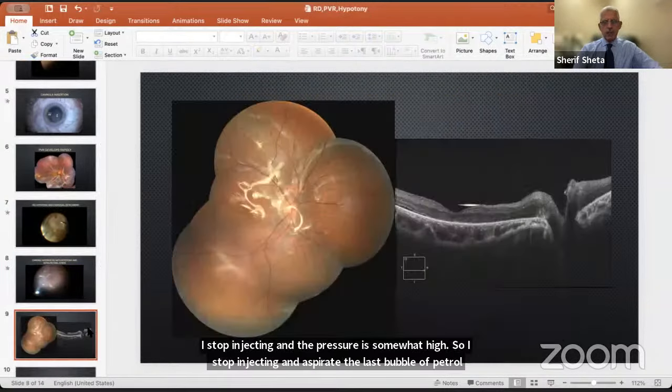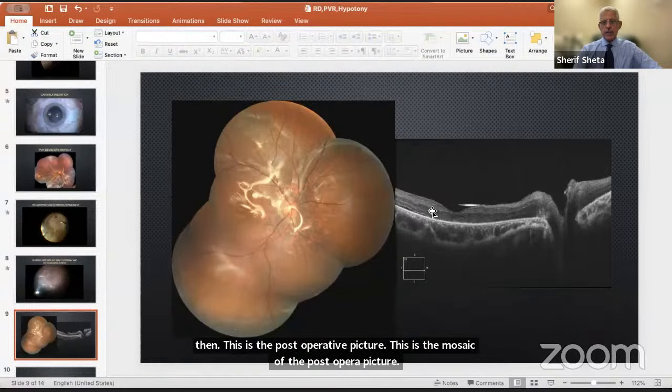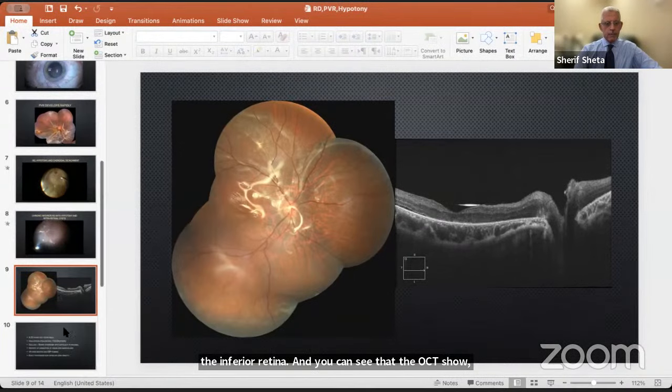This is the postoperative picture. This is a mosaic of the postoperative picture. You can see here the subretinal strands and the inferior retinal pathology. And you can see that the OCT showed the macula is completely attached, and this is the reflection of the posterior surface of the silicone oil bubble.